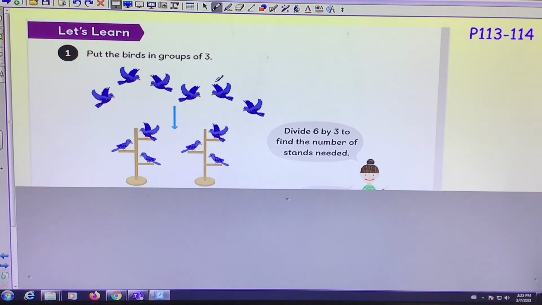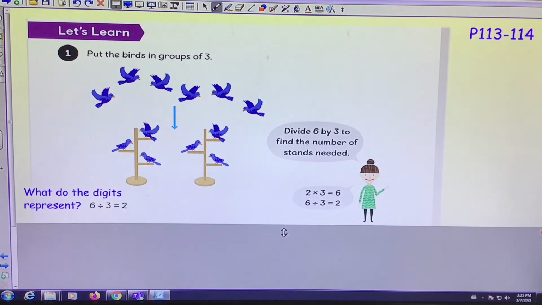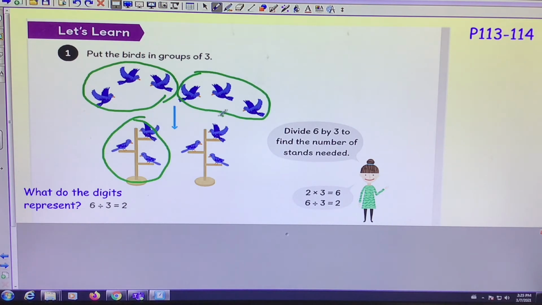That's what this looks like now. Okay, so we put them into groups of 3. And this is what it looks like. Okay, so bird goes there. One group of 3. There they are. One group of 3. There they are. 2 groups of 3.